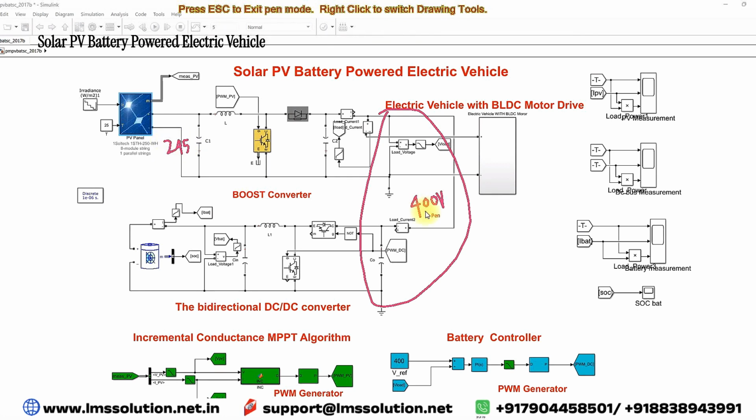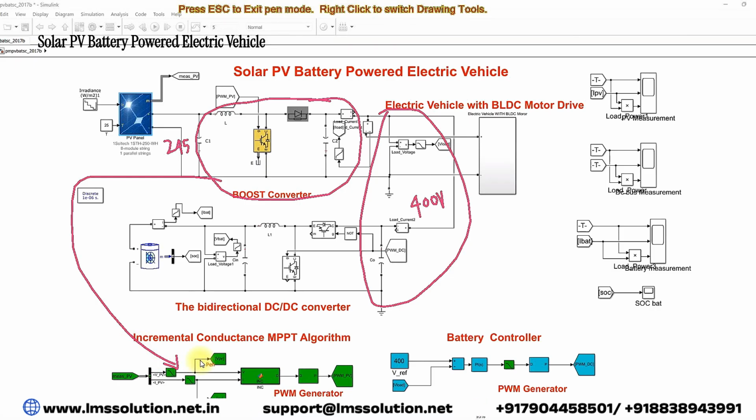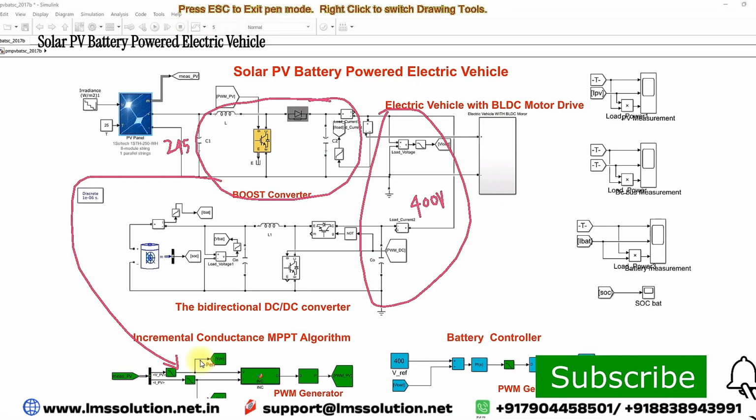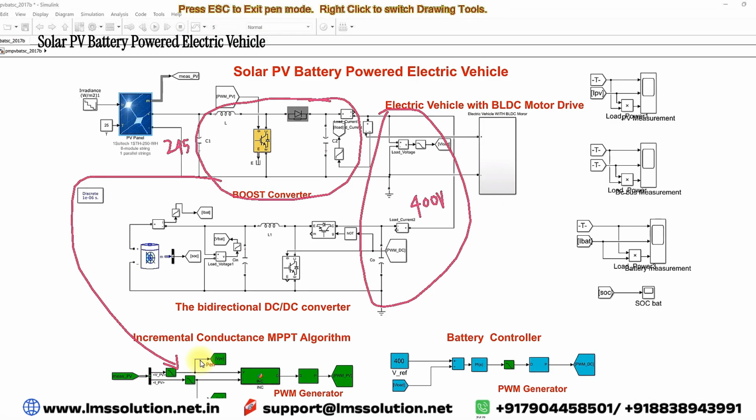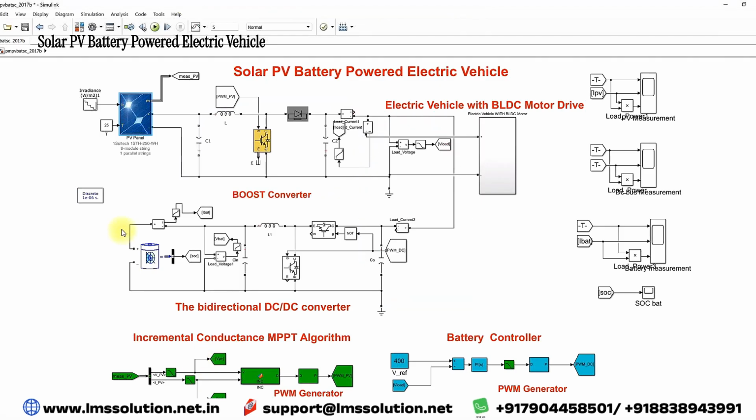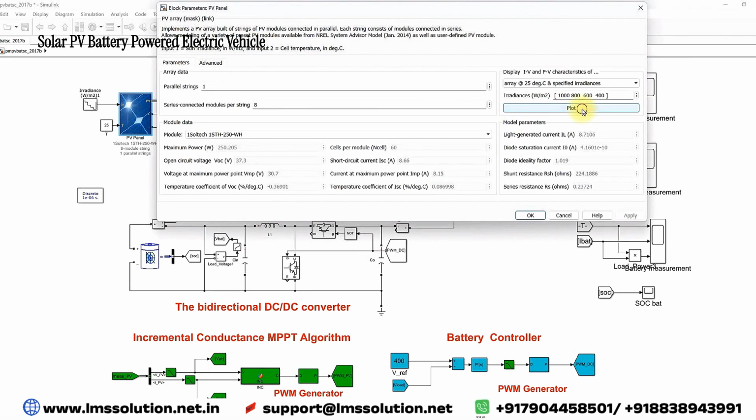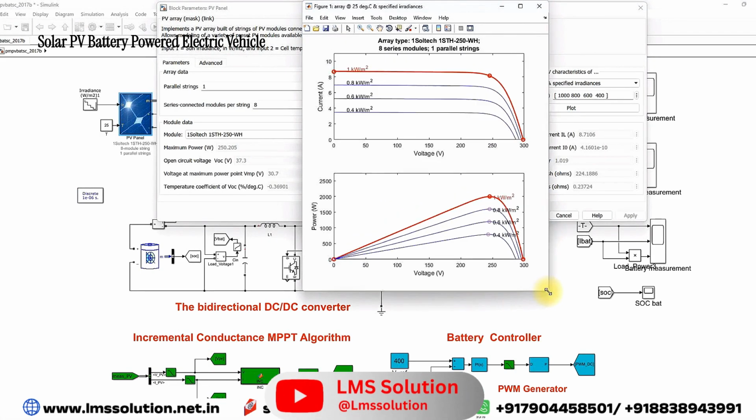Here we need 400 volts, so we have used a boost converter, and this boost converter is controlled by means of an MPPT algorithm. Why are we using an MPPT algorithm? Because the irradiation and temperature vary from time to time. If irradiation and temperature vary, the peak power of the PV also varies. That can be seen in the PV array.